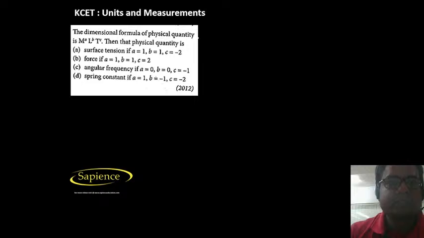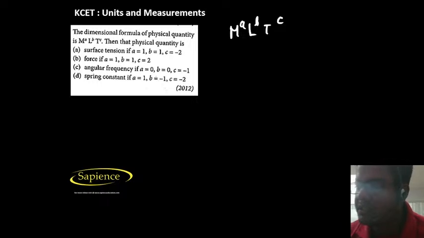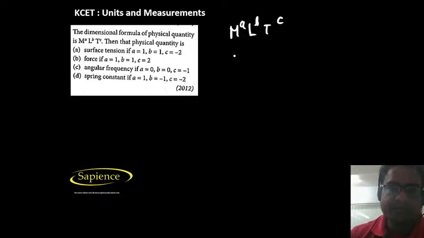Here it is told that the dimensional formula of the physical quantity is M^A L^B T^C. Then that physical quantity is surface tension if this, force if this, angular frequency if this, and spring constant if this. Okay. So here, surface tension. What do you mean by surface tension?